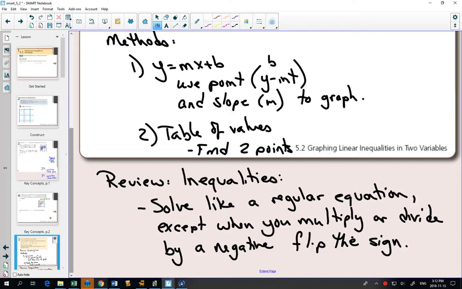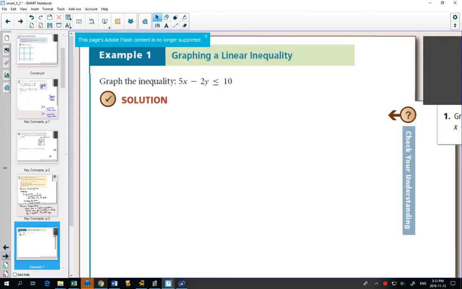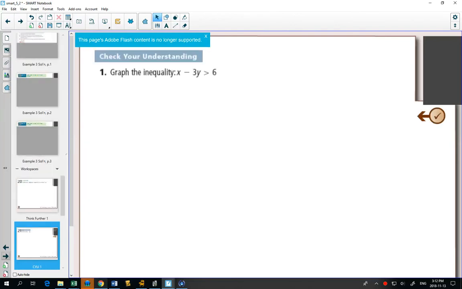So if you are trying to rearrange something to be y equals mx plus b, and you have to divide by a -2, well, then your inequality would change. So let's look at example number 1. Graph the inequality. So what I'm going to do here is try and get y by itself on one side to change it to y equals mx plus b.